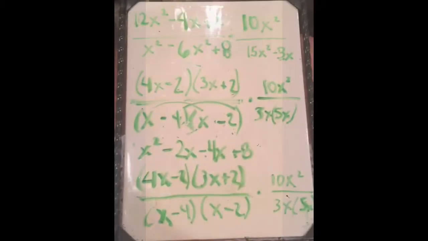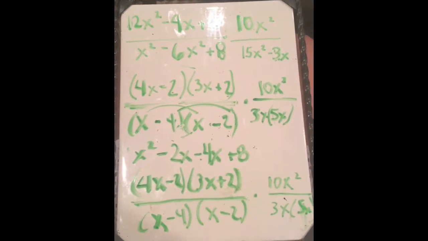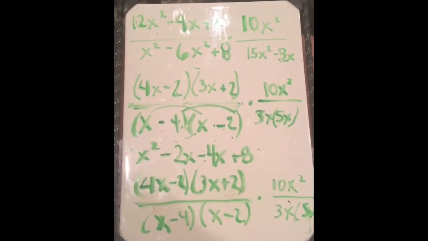Okay, so today we're talking about chapter 7. First thing I'm going to be talking about is multiplying and dividing. In this type of equation, you can see it's multiplication, so the first thing you're going to do is factor out what you can.